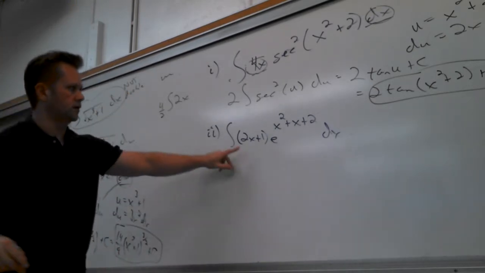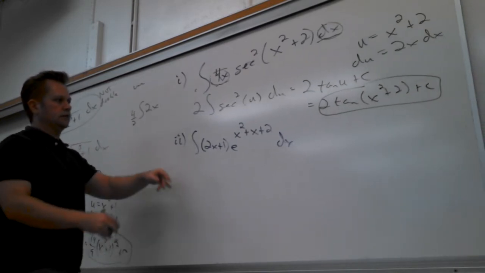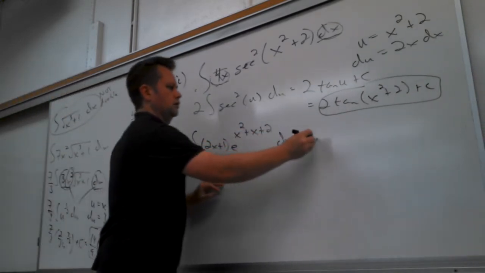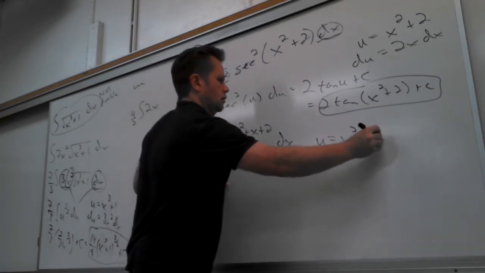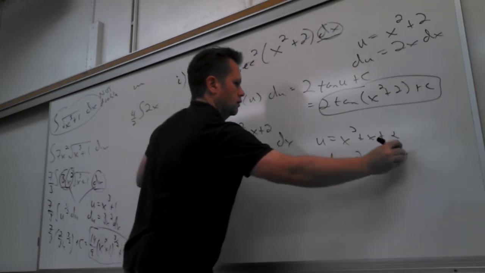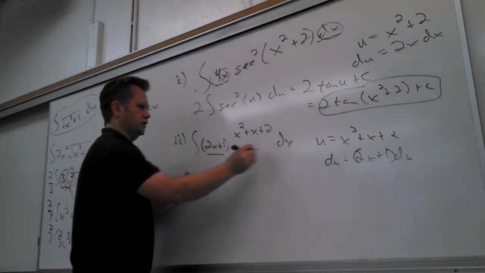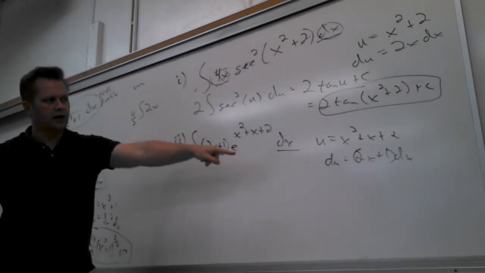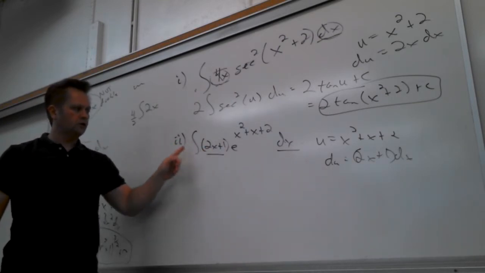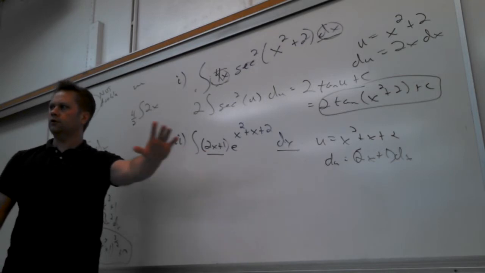All right. What about the second piece here? What's the inside function? x squared plus x plus 2. And what's du? 2x plus 1 dx. Thank God it's 2x plus 1 dx. If the du would have been 4x plus 2, you would have done the same. I would have just had to multiply by 2 and divide by 2 to make this 4x plus 2.